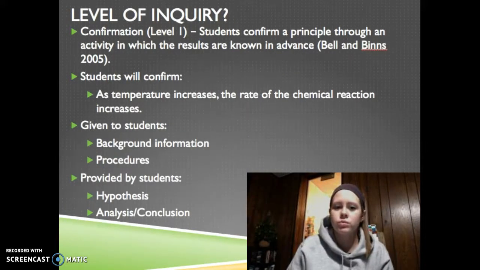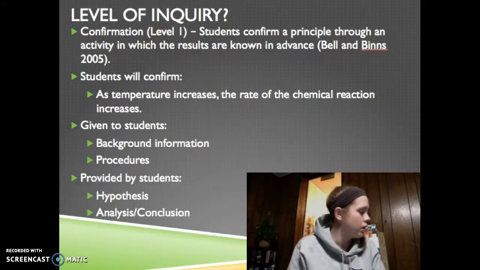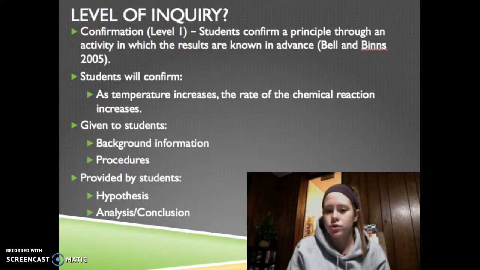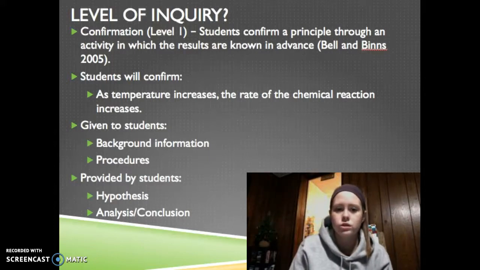This activity would be a Level 1 confirmation inquiry activity based upon the Simplifying Inquiry Instruction article. Students confirm a principle through an activity in which the results are known in advance. So we already know that as temperature increases, the rate of the chemical reaction also increases. That's something that we've talked about. We've already talked about what is energy, what's an energy transformation, what is kinetic energy. So this activity is going to confirm all of that information that we've already talked about.